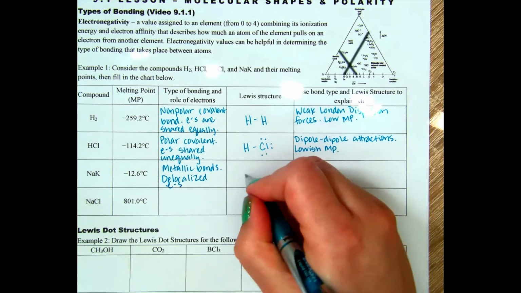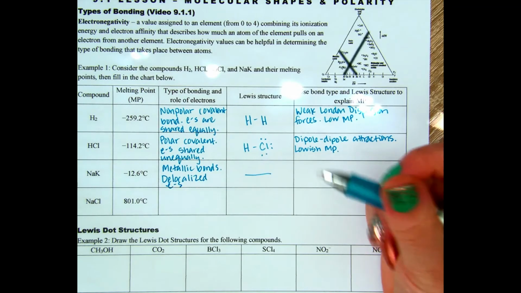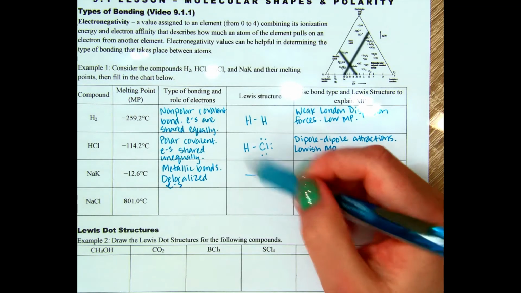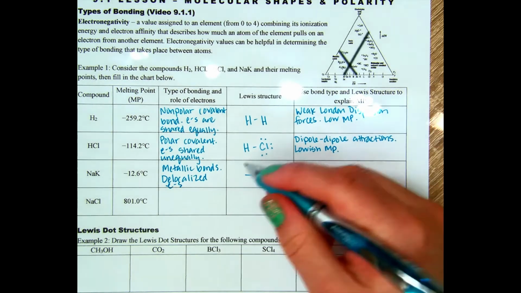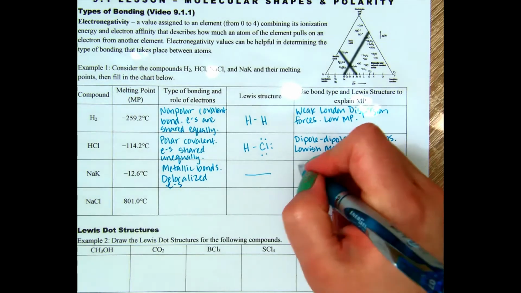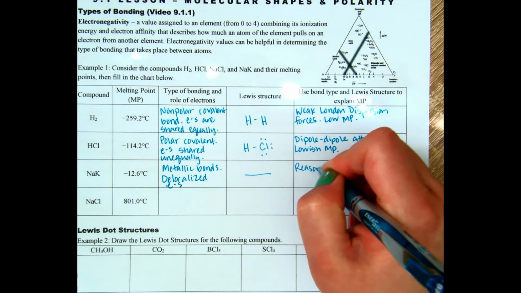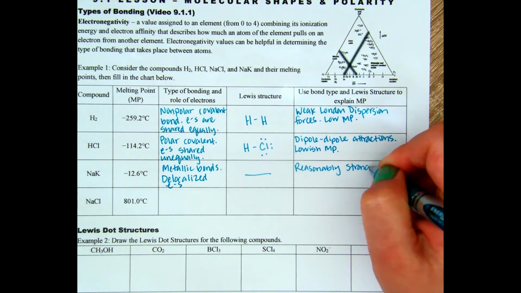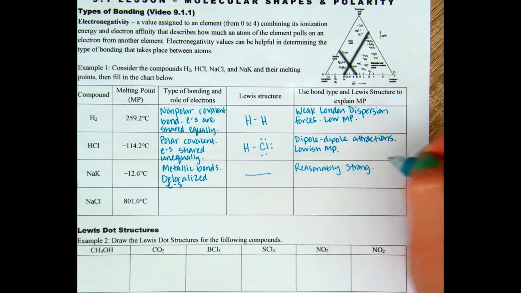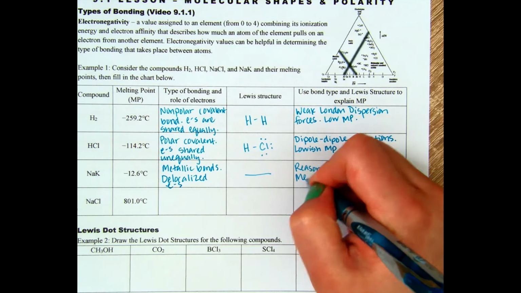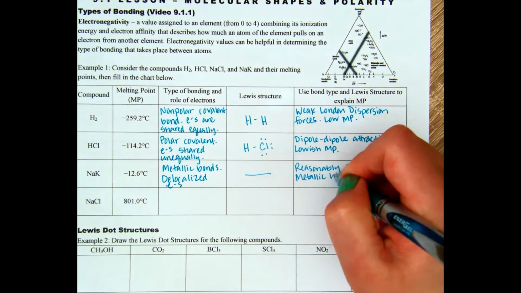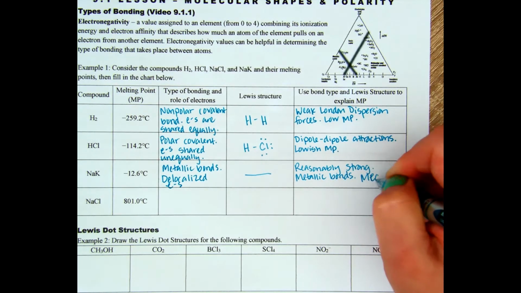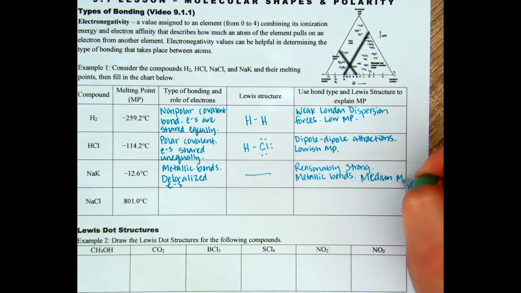And so because of that, we don't really have a Lewis structure. We could draw a crystal structure with sodium and potassium everywhere and electrons delocalized, but there is no formal Lewis structure for metallic bonds. And so these are reasonably strong, because these are no longer intermolecular forces. These are metallic bonds. So because of that, they have a medium melting point.